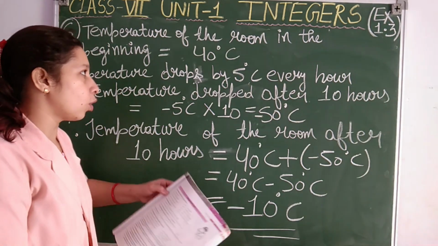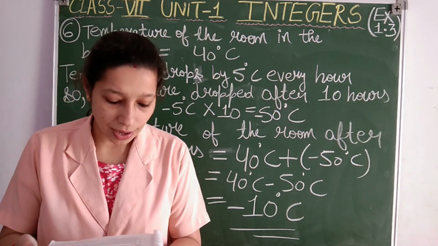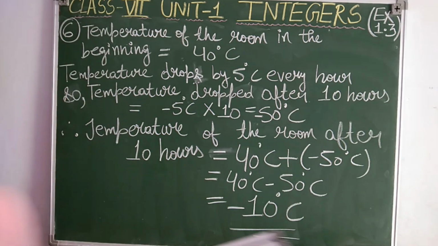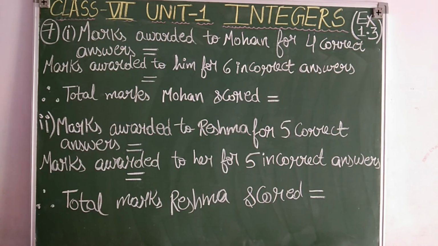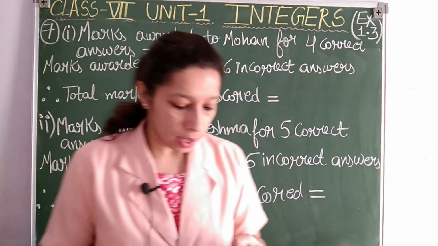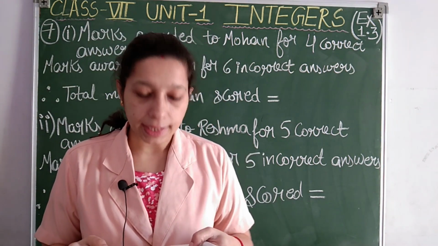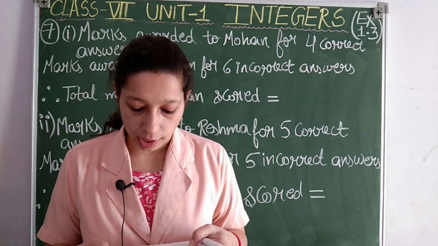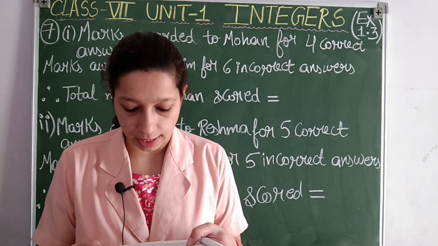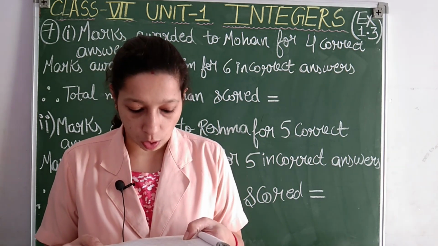Now again look into your textbook, question number 7. Let us see. Question number 7 students, look into your textbook. In a class test containing 10 questions, 5 marks are awarded for every correct answer and minus 2 marks are awarded for every incorrect answer and 0 for questions not attempted.